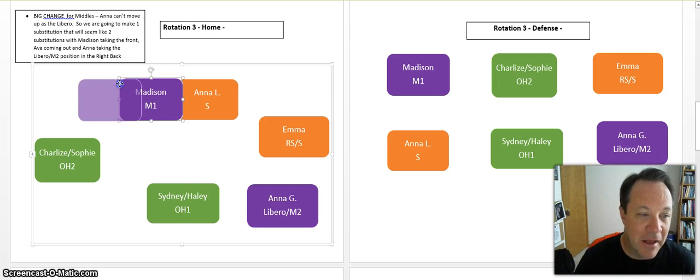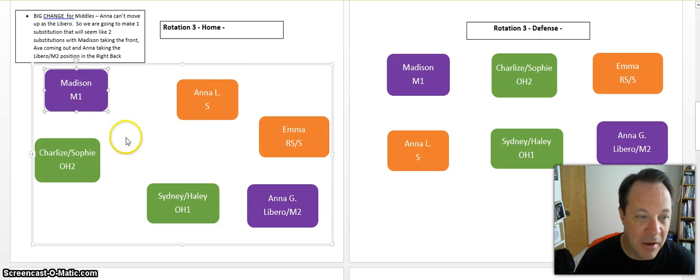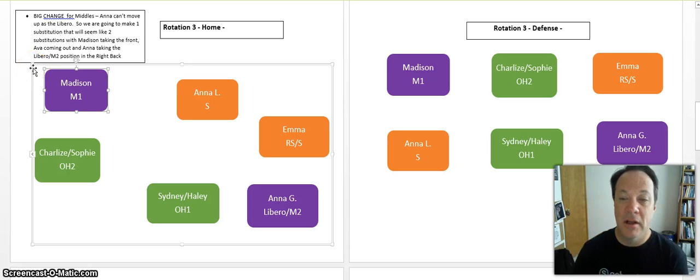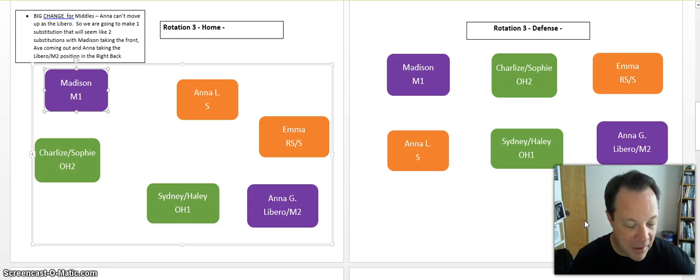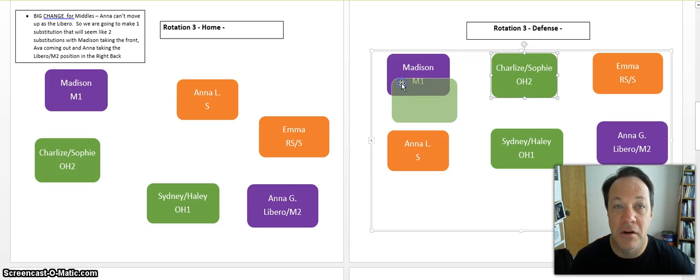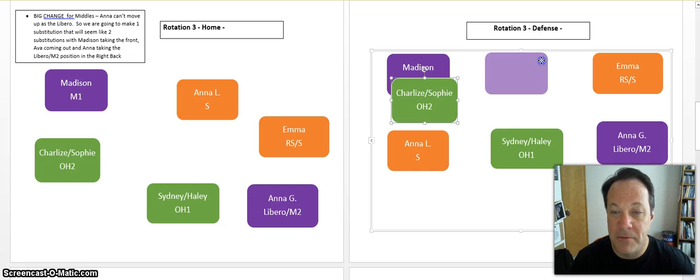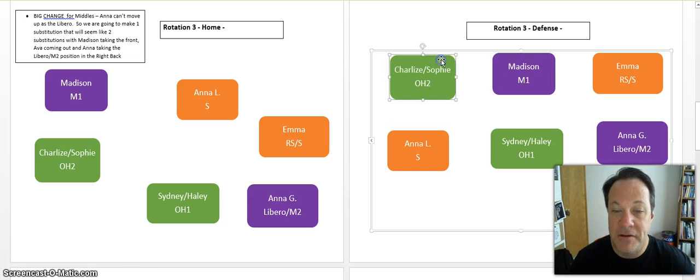The key thing to remember is that change in this cross corner is the key part, with Madison moving into the corner here. We'll talk about that in practice, but let's also look at where the defensive change would then be. Remember, we said specifically that we always want to have our middle in the middle for our defensive position. So in this case, our middle player is Madison. We want her there. So what we're going to do is simply move Charlize or Sophie over and have them switch with Madison.